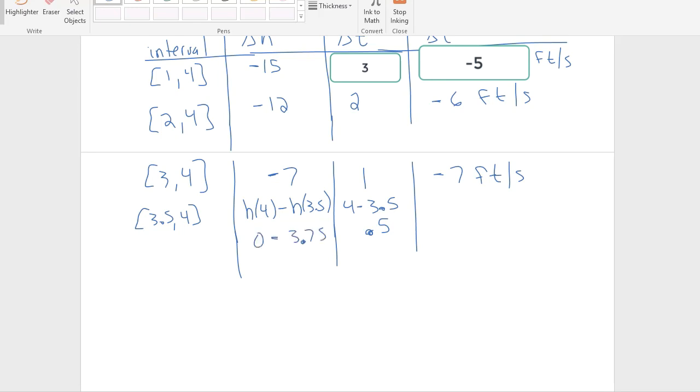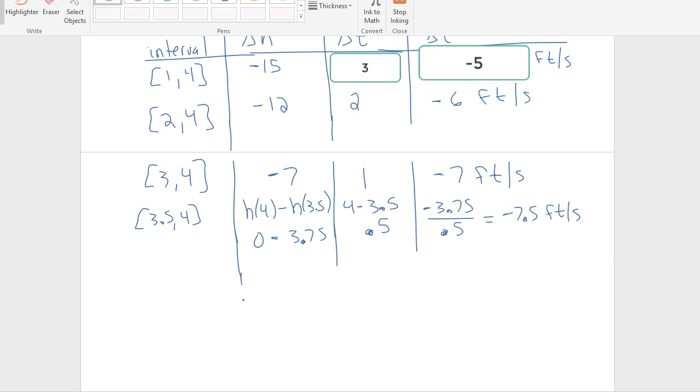Again, we're plugging this into our equation. If we have 4 plugged into our equation, that's our x-intercept, and that was a height of 0. Then if I plug 3.5 into the equation, we have 16 minus 3.5 squared, and that's giving me 3.75. So my rise is negative 3.75 over the change in time of 0.5. If I plug that into my calculator, I'm going to get negative 7.5. So we have negative 7.5 feet per second at that point.